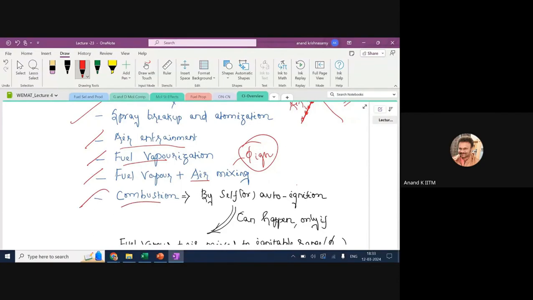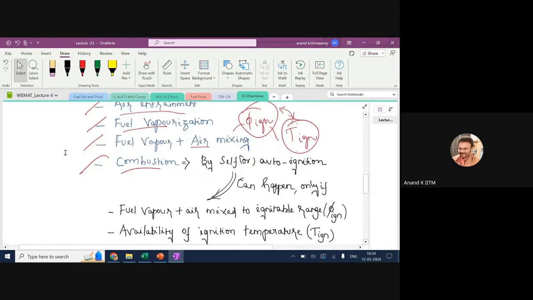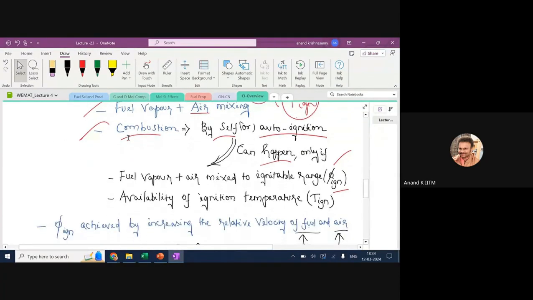Before that, for radical formation, what you need is Phi ignition, and then you need to have a T ignition, that is the ignitable temperature. As I said, the combustion event happens with a proper combination of this Phi and T. And this is self-ignition or auto-ignition based combustion, unlike SI engine wherein you have a spark discharge. And this can happen only if you have this and this. As I just now said, it's a combination of this ignitable mixture and ignition temperature.